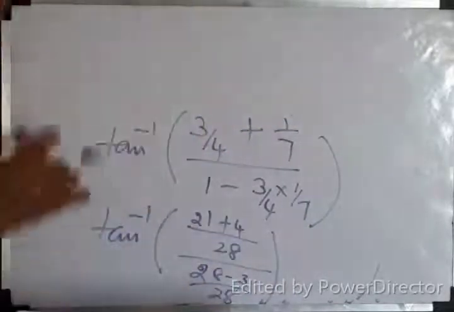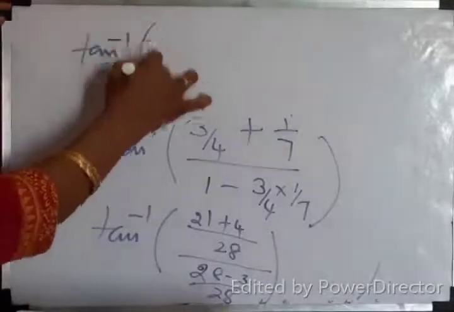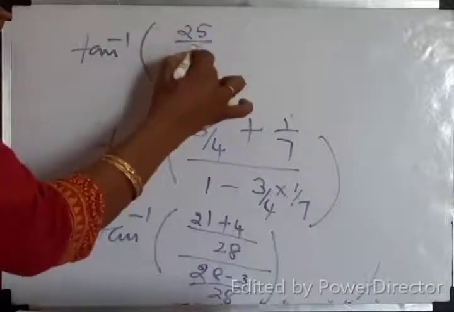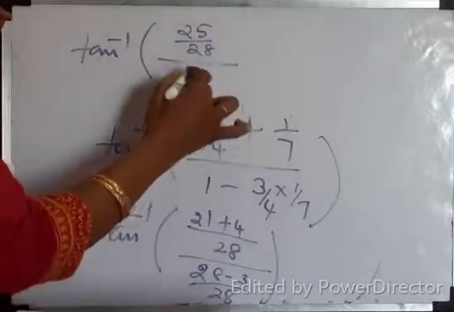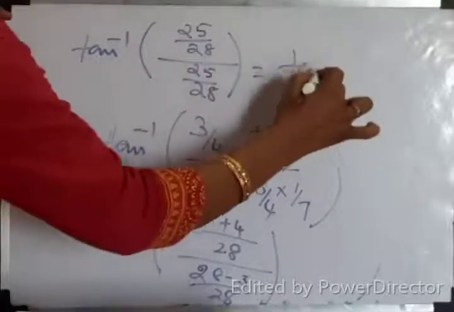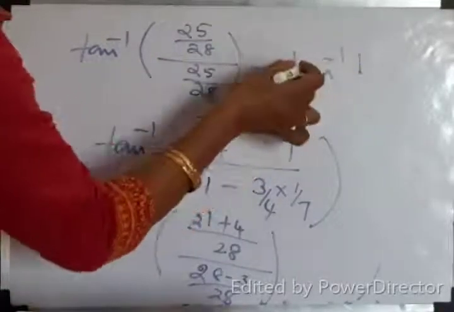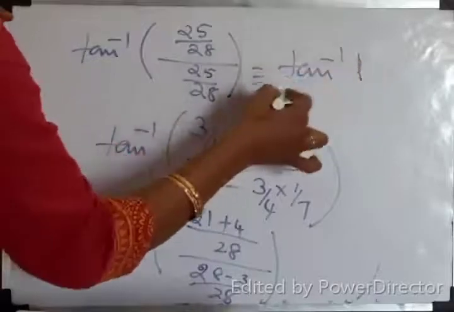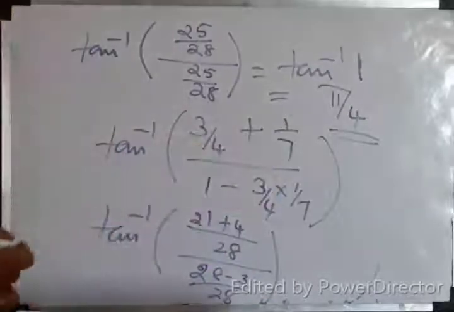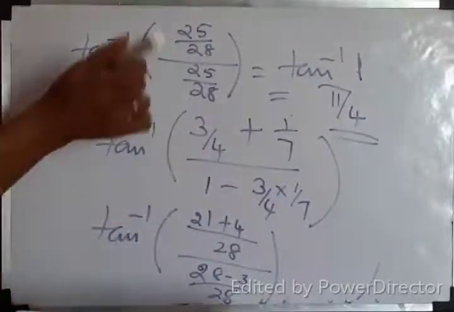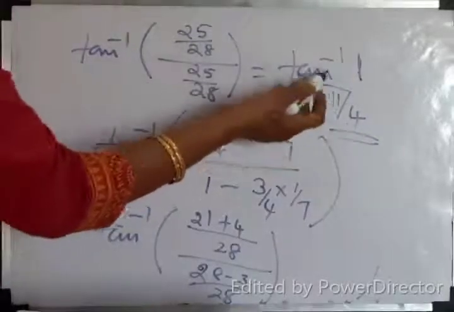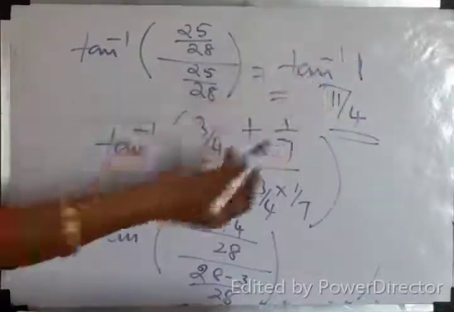How can I simplify? Tan inverse of 21 plus 4, 25. 25 by 28 divided by 25 by 28. That is, you will get tan inverse 1. What is tan inverse 1? Tan inverse 1 value represents an angle. So, tan inverse 1 is pi by 4. What trigonometrical angle gives the value 1? Pi by 4.